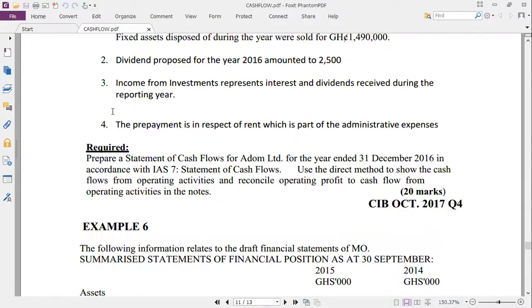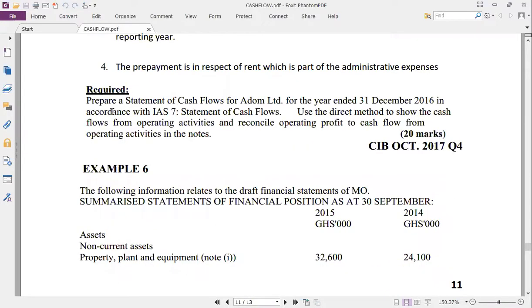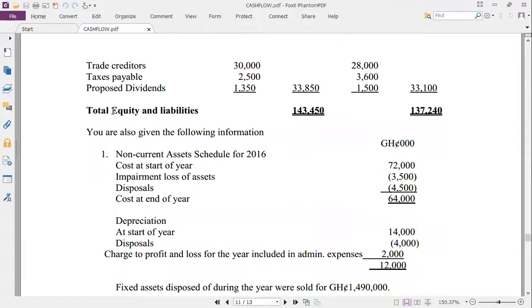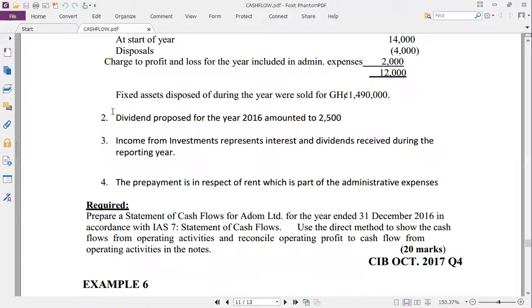Okay. And the last footnote says that the prepayment is in respect of rent, which is part of the admin expenses. So there's prepayment. So let's go to the financial position. When they say prepayment and it's mentioned as an expense, it must be part of current assets. So do not go and look for it in the current liabilities. No. So go to current assets straight.